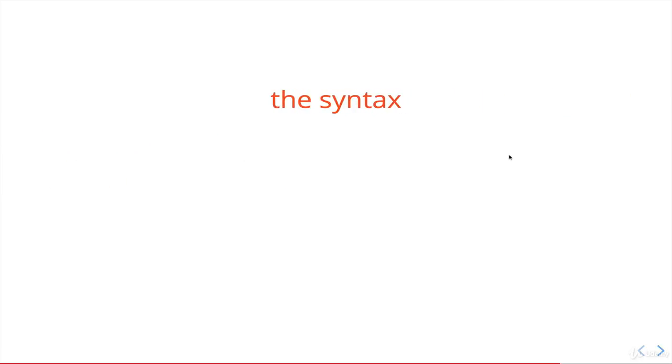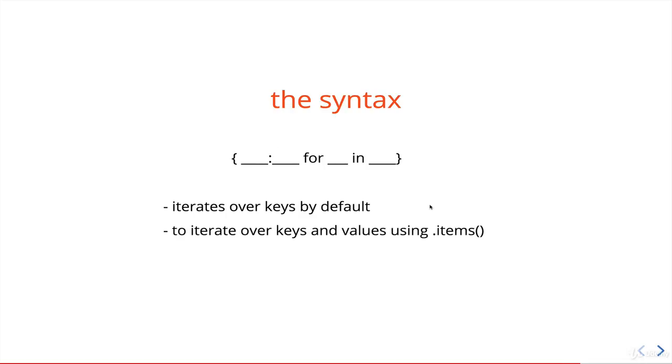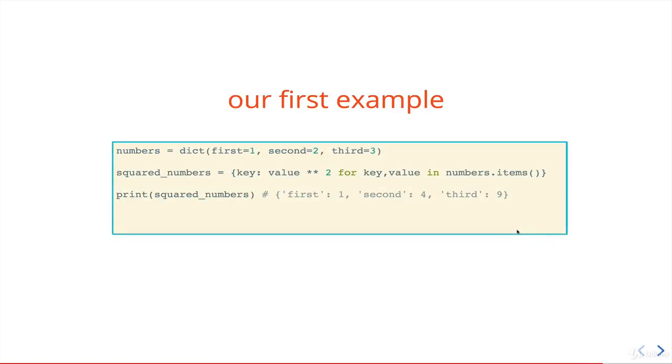So the syntax is similar, but it's also different. First thing right off the bat, instead of using the list brackets, we're using dictionary brackets. So that part probably makes sense. We still have the for blank in blank, but then up front, rather than a single blank, we have blank colon blank. It will iterate over keys by default, and we can use .items if we want to iterate over keys and values. But let's just take a look at our first example.